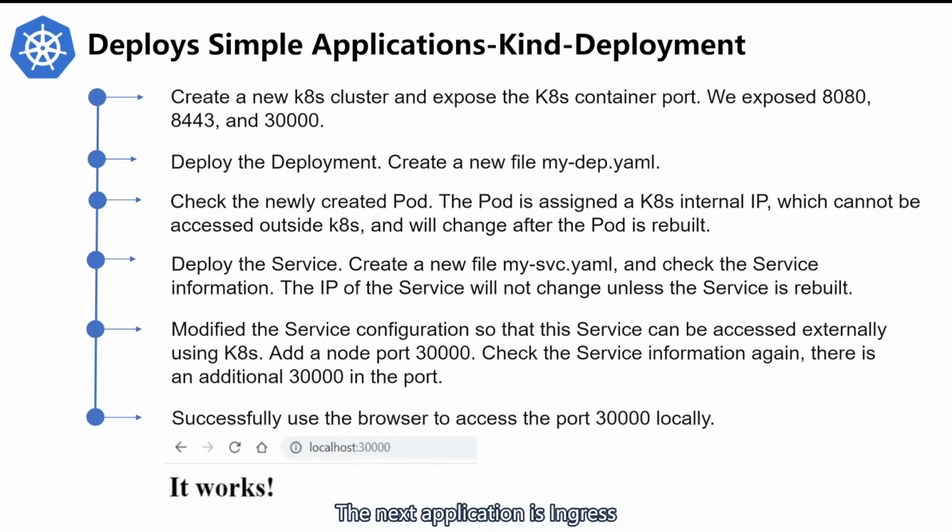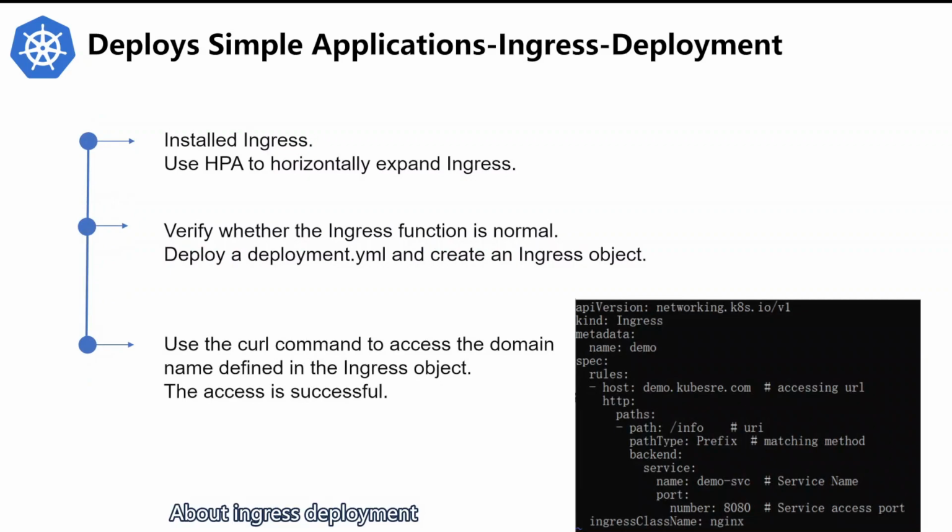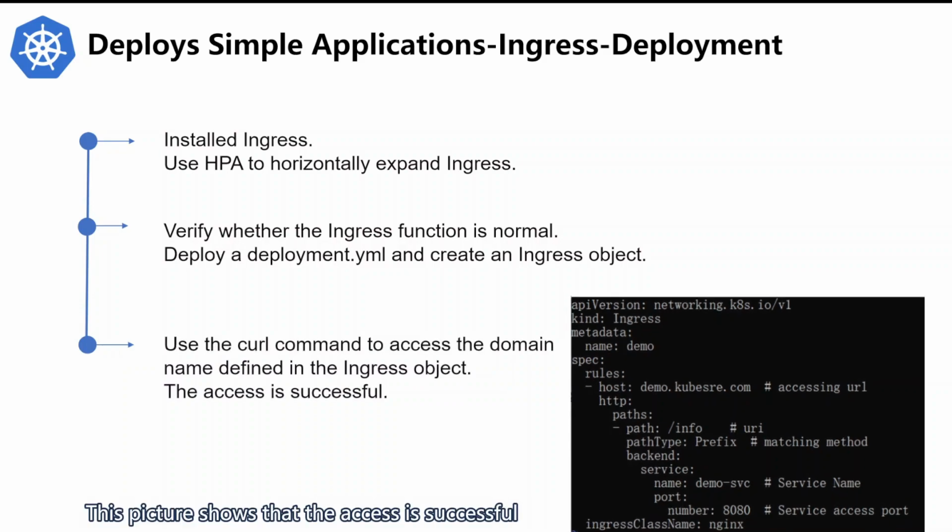The next application is Ingress. About Ingress development, we use HPA to expand Ingress, verify the Ingress function, and create object. Then we access the domain name. This picture shows that the access is successful.